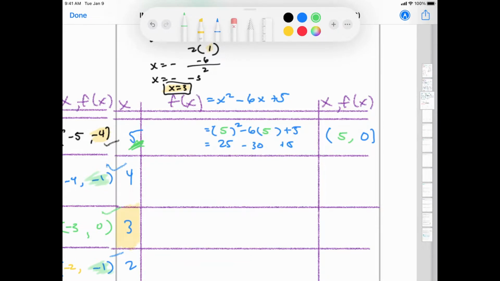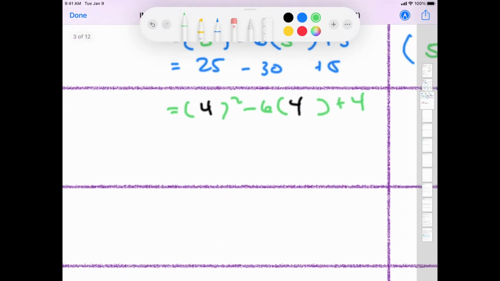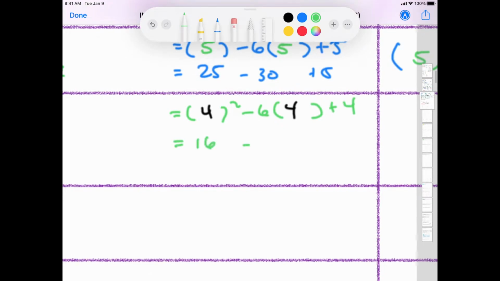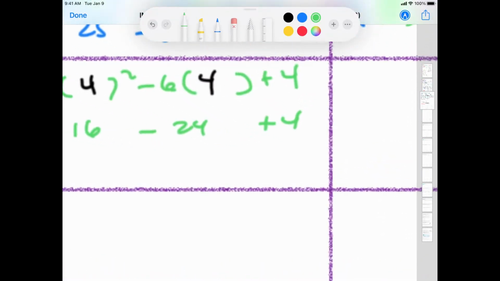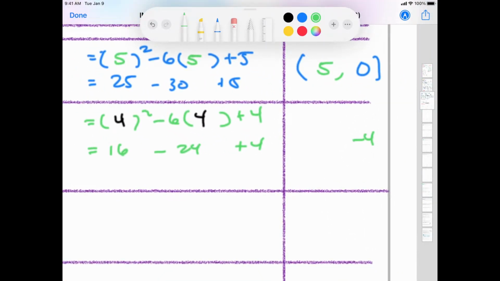Let's go ahead and try 4. Same thing. That space there is for every x value, and x equals 4 here. Let's go ahead and simplify that. You get 16 minus 24 plus 5, so -8 plus 5 would give me -3. When x was 4, my answer, f of x, is -3.